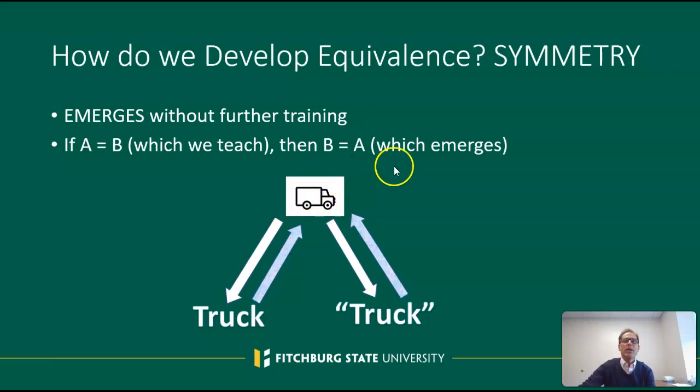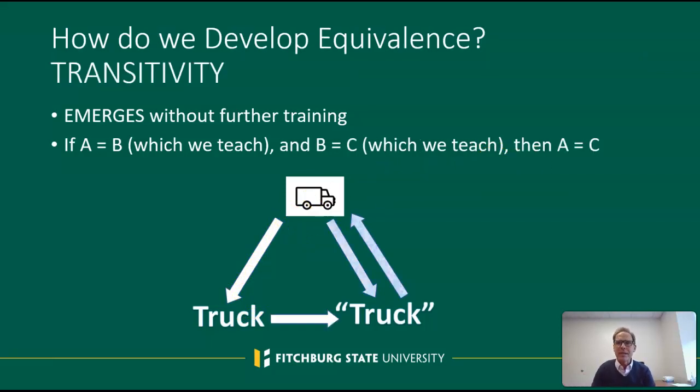Likewise, if we teach the picture of the truck to the spoken word truck, we directly teach this, so we show a picture of a truck and they say truck. And then when we say truck, they're able to match that to a picture of a truck without prior learning. Now we've got symmetry. That blue arrow is a symmetry. We're directly teaching, in this case, A equals C, and what's emerging without further training is that C equals A. So that's symmetry. It's symmetrical. It goes back and forth. We can think about it that way.